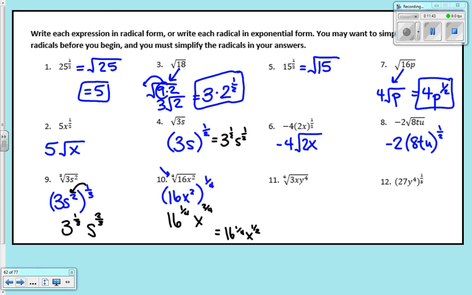Okay. Number 11, all of this would be 3xy to the 4th inside of 1/6, right? Because the 6th root would be 1/6. And again, if I wanted to, I could distribute. So I've got 3 to the 1/6, x to the 1/6, y to the 4/6, because remember, this is like 4 over 1. So 4 times 1, top times top, 1 times 6. Now again, I could simplify, and I would get 3 to the 1/6, x to the 1/6, y to the 2/3. Okay.